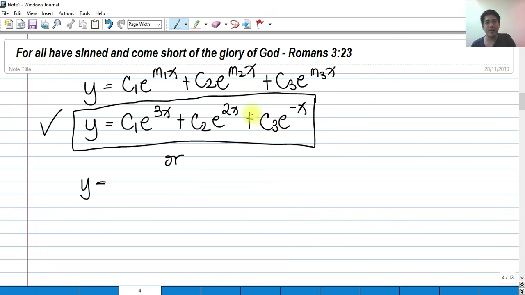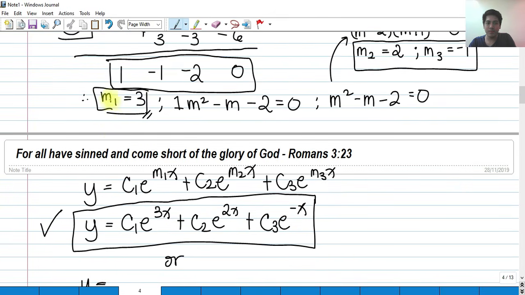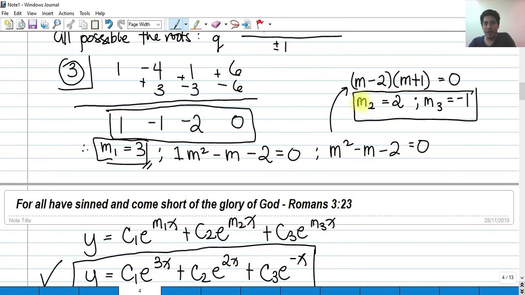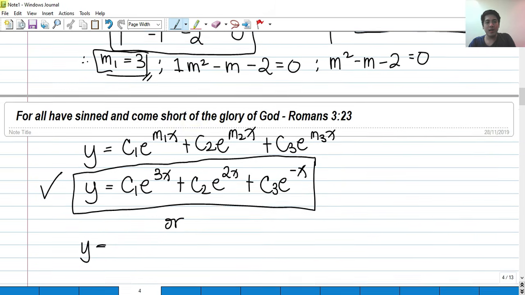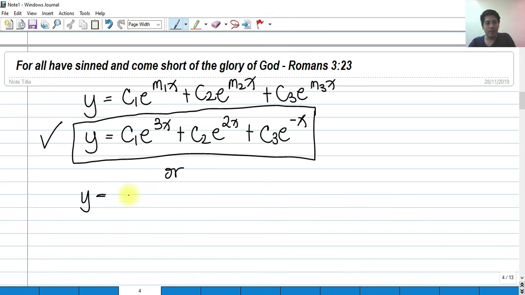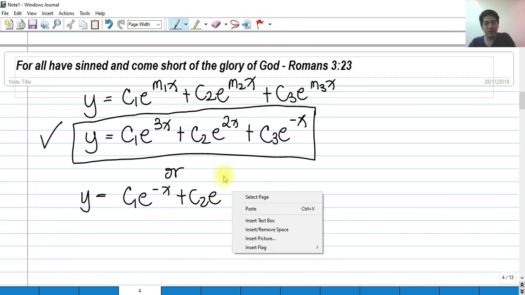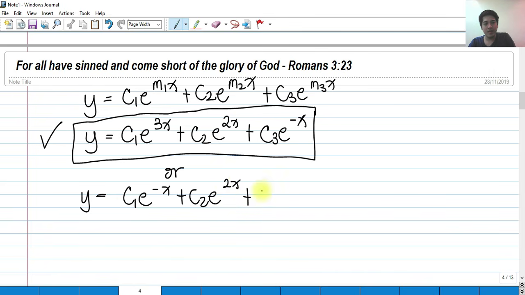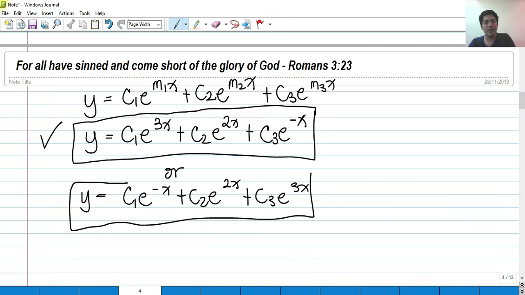We can also rewrite this. It doesn't matter if you label this as m sub 1, m sub 2, m sub 3, or this one m sub 1 and m sub 3, or this one m sub 1, m sub 2, as long as you write this in this form. Or we can have an answer c sub 1 e raised to negative x plus c sub 2 e raised to 2x, plus c sub 3 e raised to 3x. That is still the same as the first answer. So that is still the same.